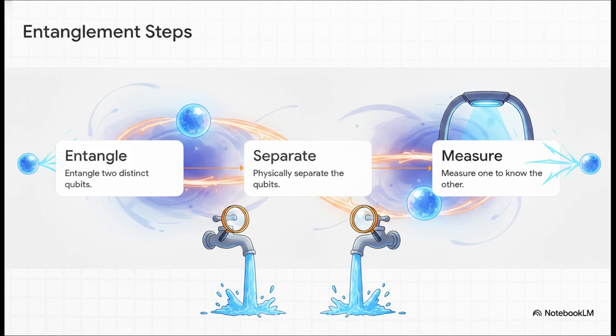Step 1, you entangle 2 distinct qubits. Step 2, you physically separate them. Step 3, if you measure the first qubit, you instantly, without even looking, know the exact state of the second completely separate qubit. Going back to our water analogy earlier, it's like checking the status of one water spigot and immediately knowing the exact state of a completely separate spigot miles away. It shouldn't be possible, but it is.